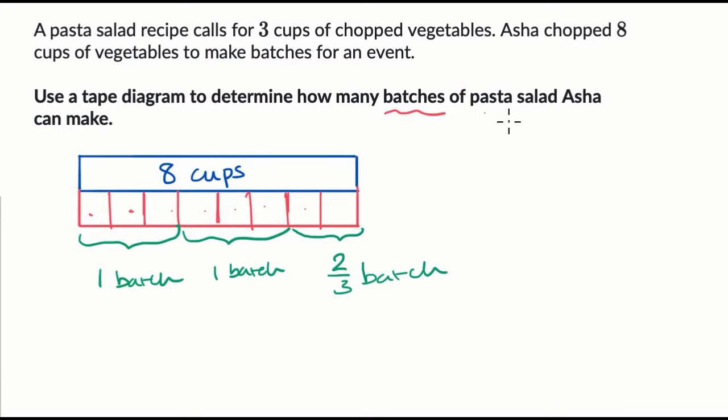So how many total batches of pasta salad can Asha make? Well, it's going to be 1 plus 1, which is 2, plus 2/3. It's 2 2/3 batches. 2 2/3 batches is what she can make.